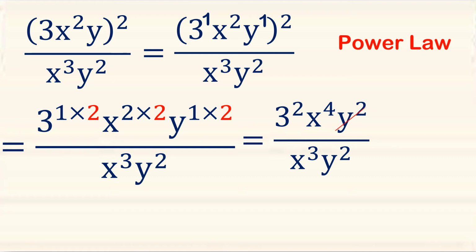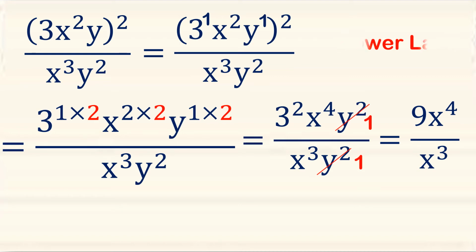From here, we can cancel y squared, y squared. It will become 1. And then we all know that 3 squared is equal to 9. So we get 9 x to the fourth over x to the third, which are the remaining variables. From here, we apply the quotient law that we learned in the past. So they have the same base and you are dividing them. You copy the base and subtract the exponents.